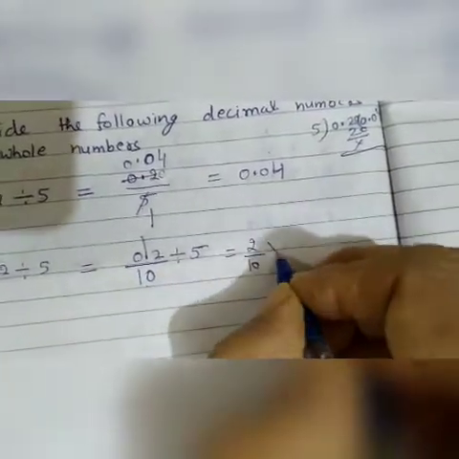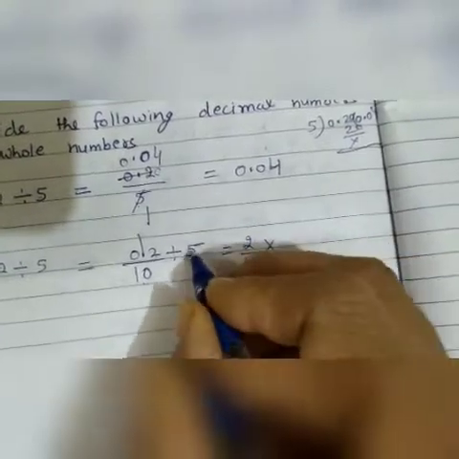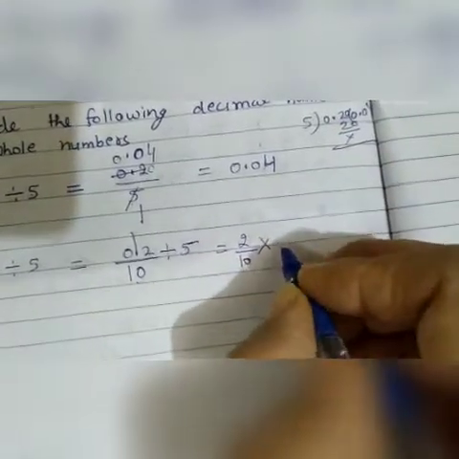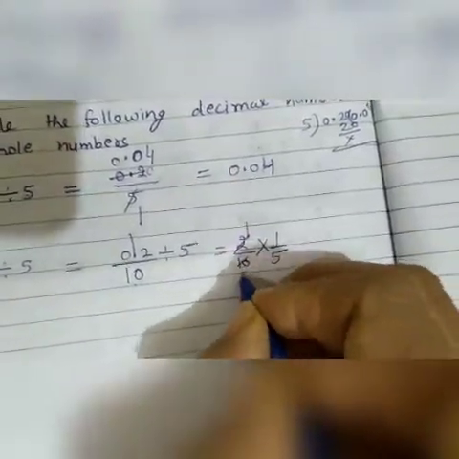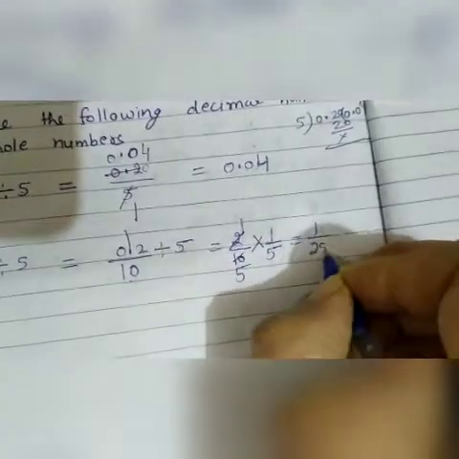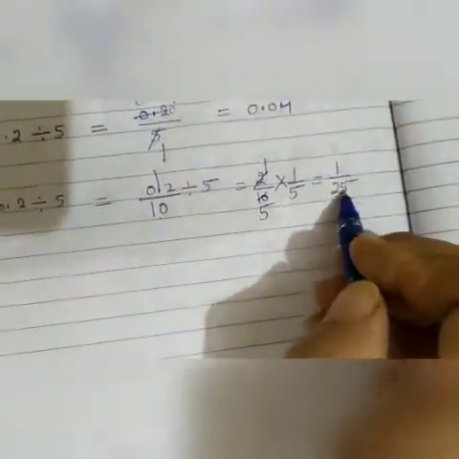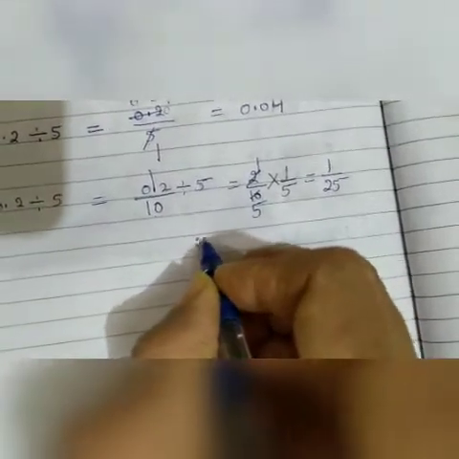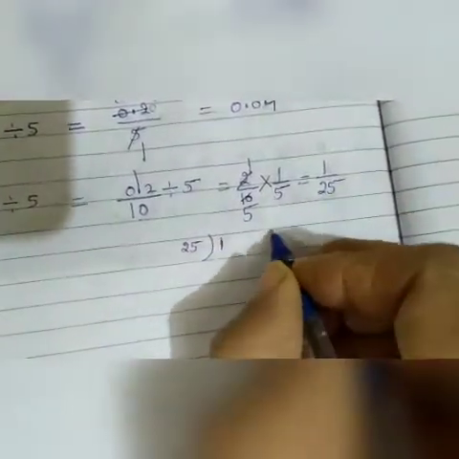Change this division into multiplication, and we will write the reciprocal of 5 as we did earlier. It will be 1 upon 5. Now 2 1 ja 2, 2 5 ja 10. It will be 1 1 ja 1 upon 25. Now we will divide this 1 by this 25. See here. We will divide this 1 by this 25.